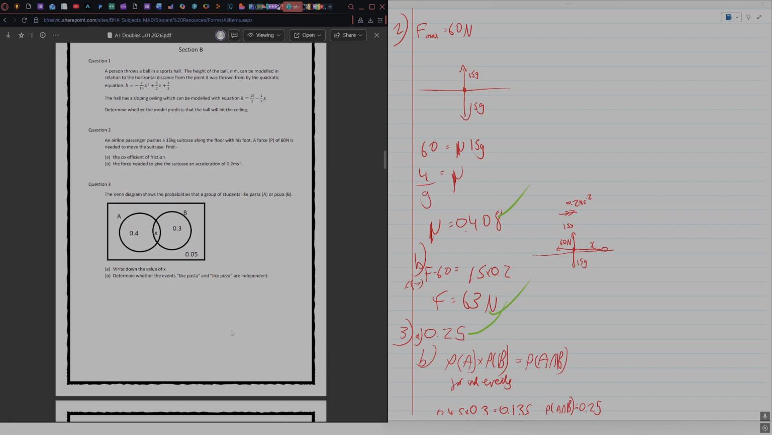Right, my voice is already suffering, and we're on question 3 of section B.